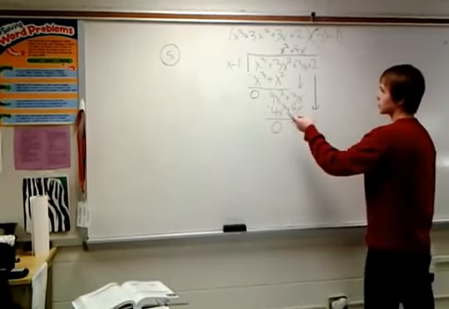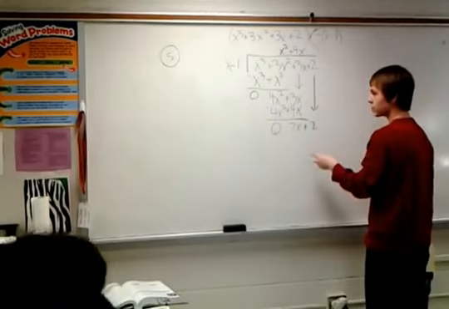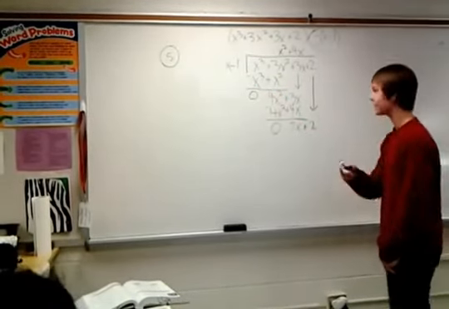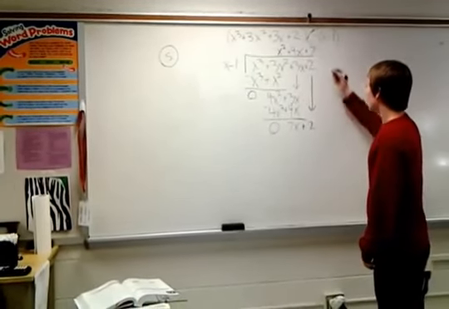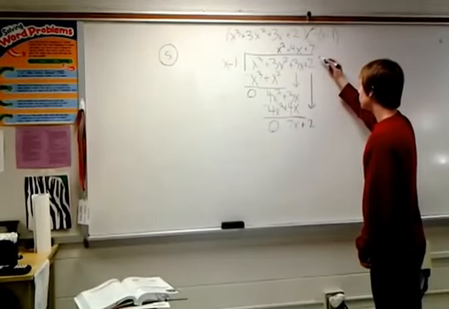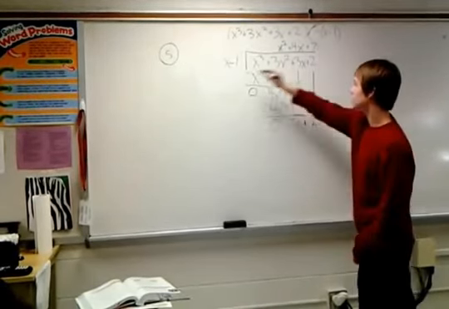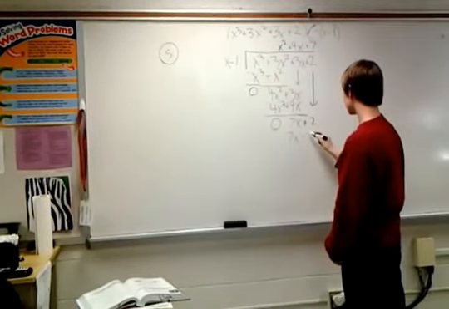And you do the same thing. How many times does x go into 7x? So what do we have to multiply x by in order to get 7x? 7. So we put down plus 7. And then we multiply x minus 1 by 7. So 7 times x is 7x. And 7 times -1 is -7.